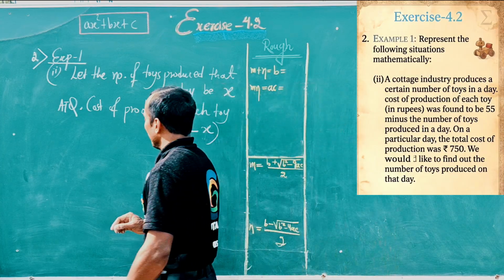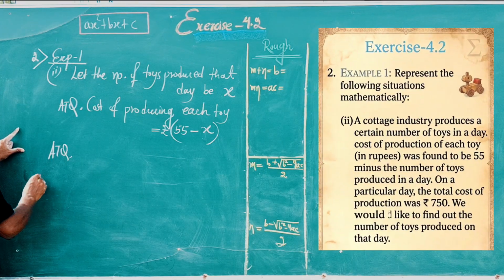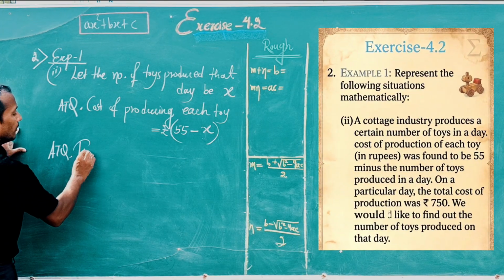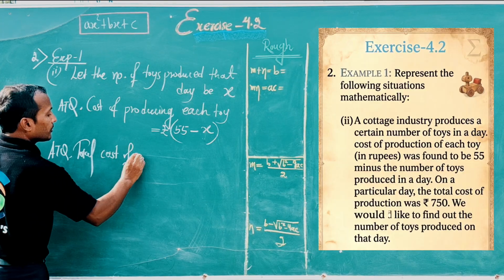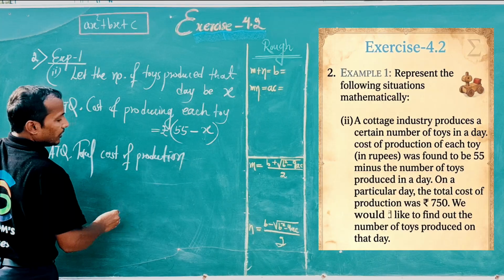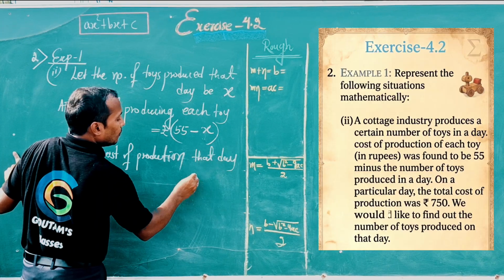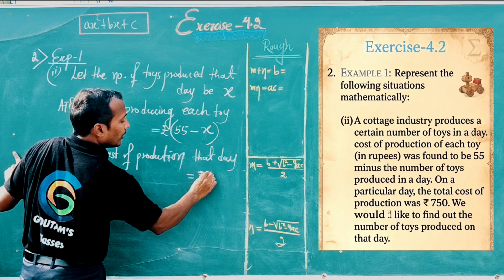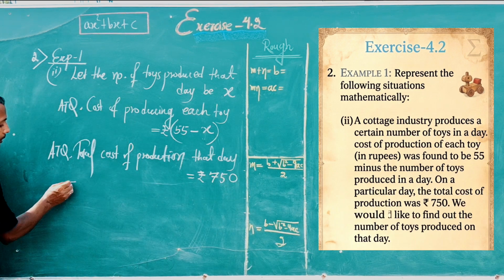Okay, so let me mention as given in the question. According to the question, total cost of production that day was rupees 750. Correct? This is given in the question.